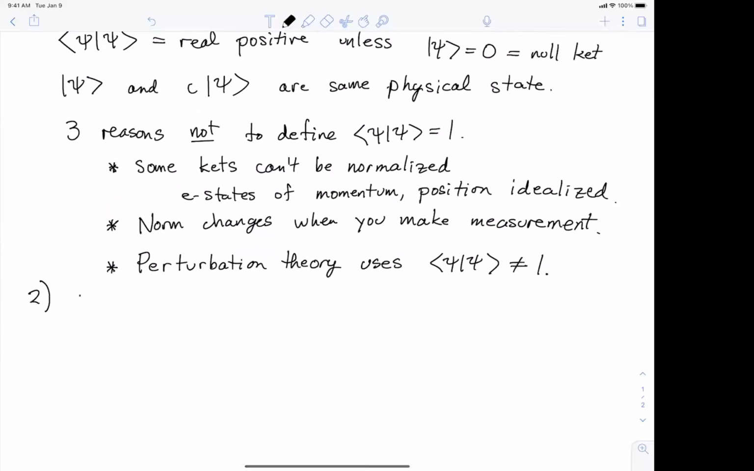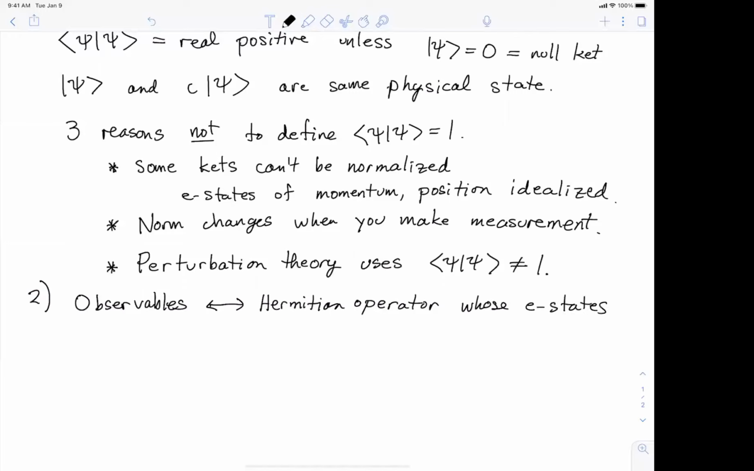Postulate 2 has to do with observables. Okay, and observables are Hermitian operators. But we also learned that not just any Hermitian operator can be an observable. They must also have the property that the eigenstates of the Hermitian operator have to form a complete basis. Otherwise, it's not an observable.